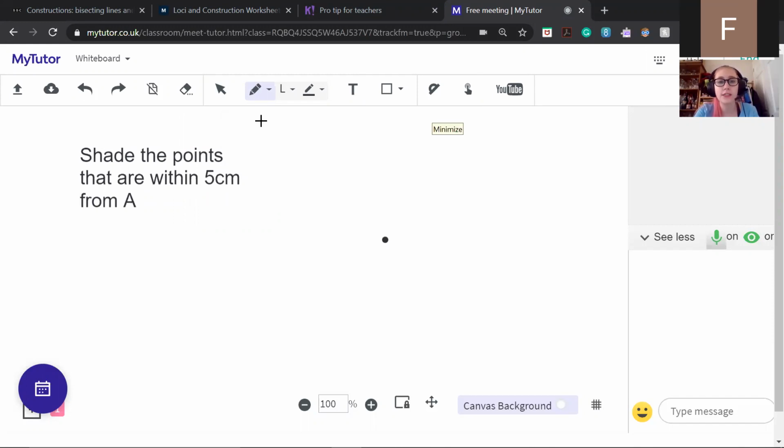Someone said, what's the locus? Is it the point? No. In each one, I'll tell you what the locus is, it's quite hard to say without doing an example. So does anybody have any ideas about what we can draw to find all of the points that are within 5 centimeters of here?